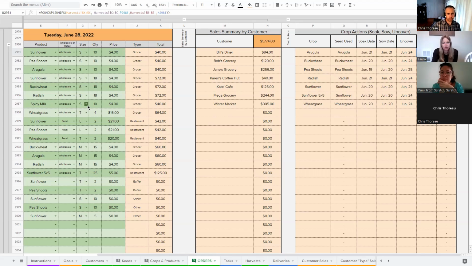And then another thing I can do is I've got my small size here. If I change that to the large size, 10 large is going to create a calculation change over here as well. We'll let it do its thing. I do see a question here.